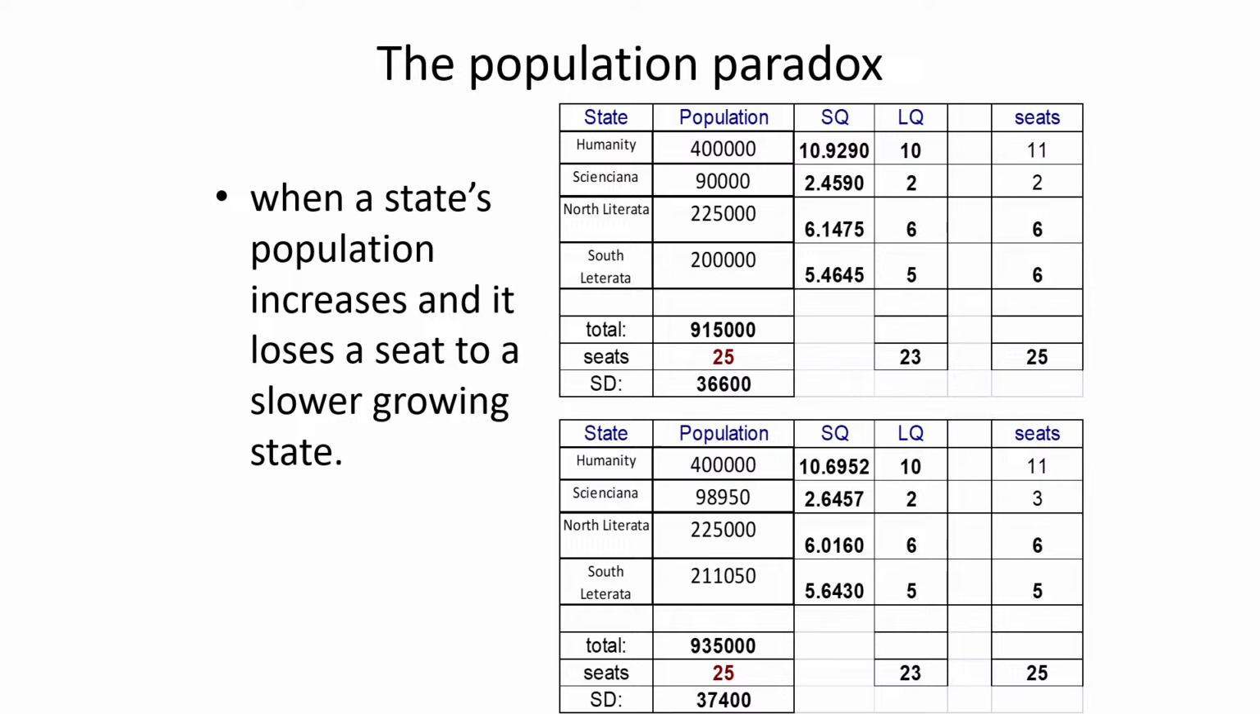And then number 3: does this seem unfair? I guess I've kind of short-circuited that discussion, haven't I? I kind of feel like it's unfair for a state that has increased to lose seats, especially when there are some states that didn't increase at all, namely Humanities and North Literata. Okay, let's move on to number 4.